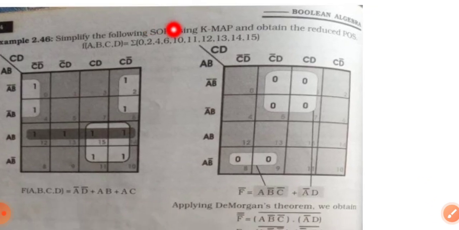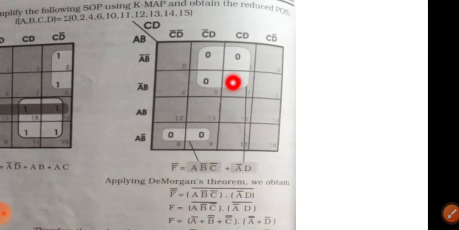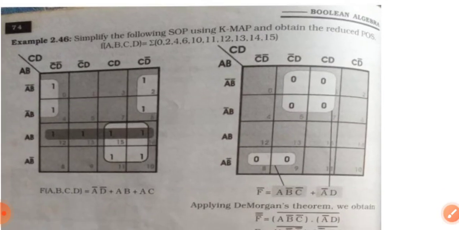Next example, can we take it? 2, 4, 6, 10, 11, 12, 13, 14, 15. It is 4 bits, 4 variables are there. This is a POS equation and this is an SOP equation. Can we discuss here? If you try at home, you can get this result or not. Otherwise, you can't understand it. I will explain this. This is the way to understand the K-map.